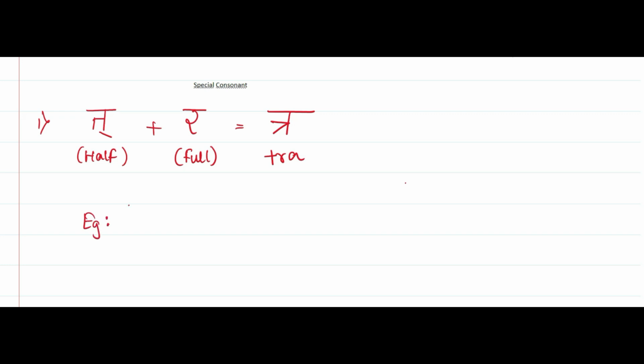So the first one is if there is a conjunction between a half "t" and a full "r", then it will be written this way. So it will be "tra". So for example, let's learn the word itself now. Now we can learn the word.